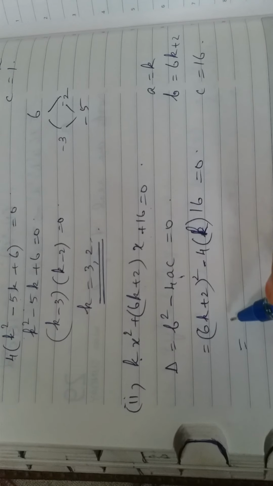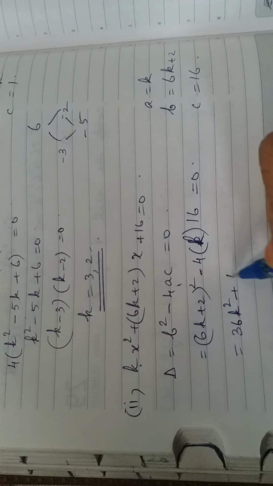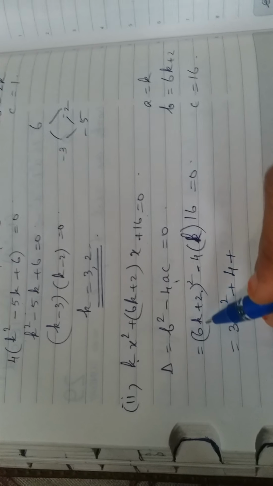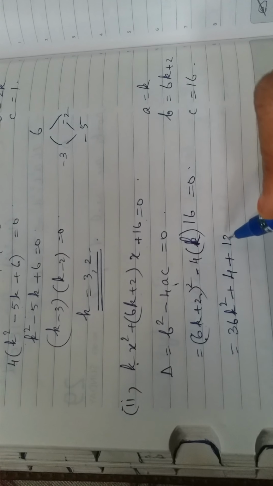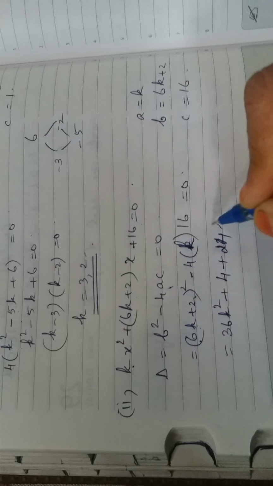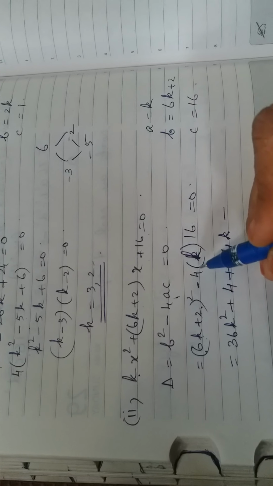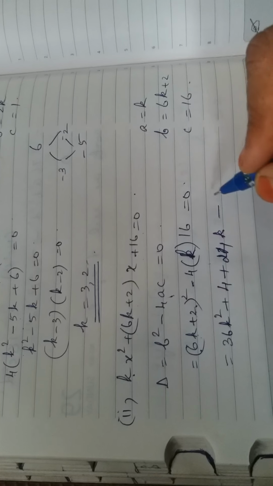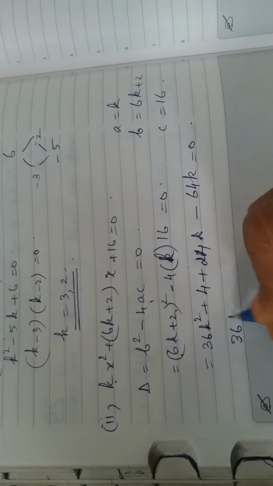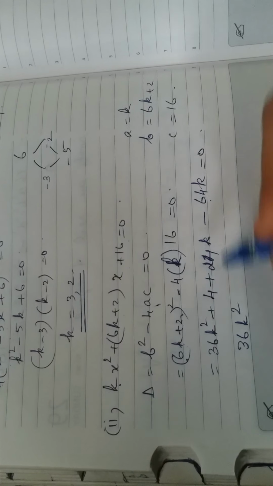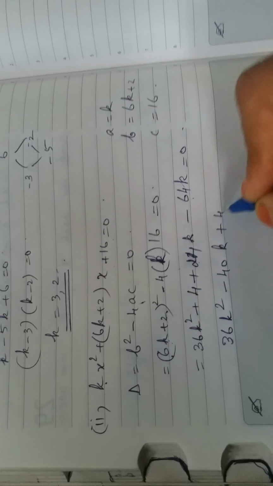So you expand this: 6 sixes are 36k square plus 2 twos are 4, plus 2 into a into b. So 2 into 6k is 12k, into 2 will give you 24k. Minus 4 into 16 will give you 64k is equal to 0. So 36k square plus 24k plus 4 minus 64k is equal to 0.